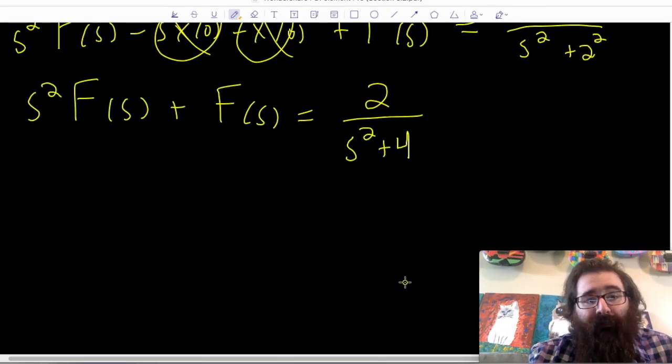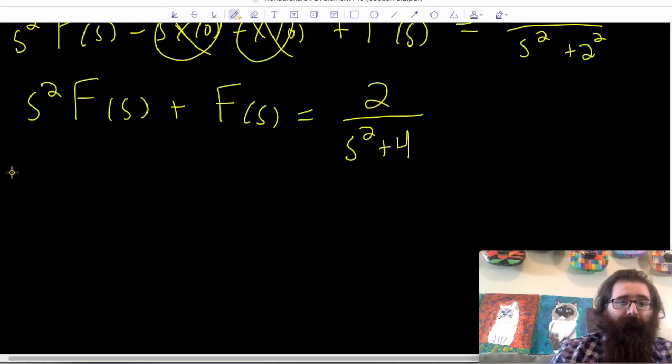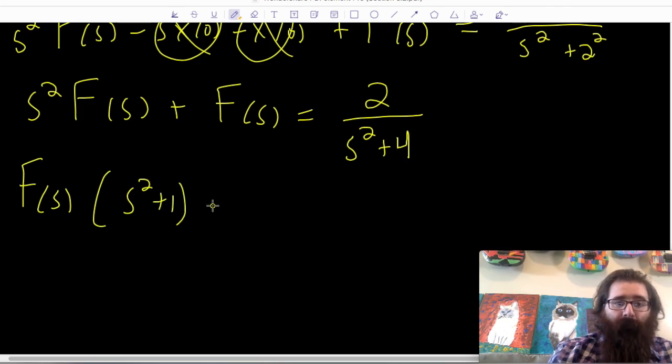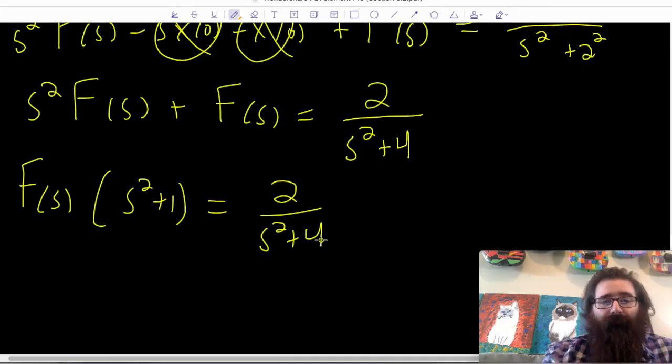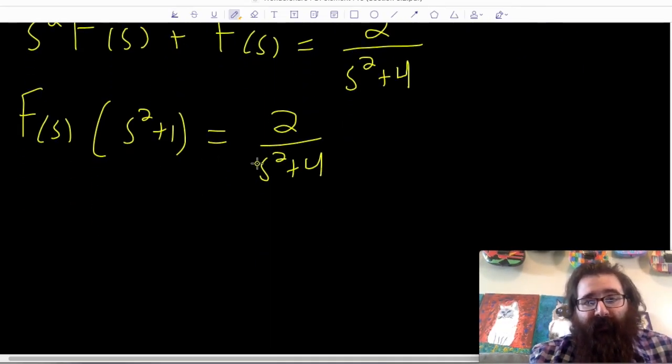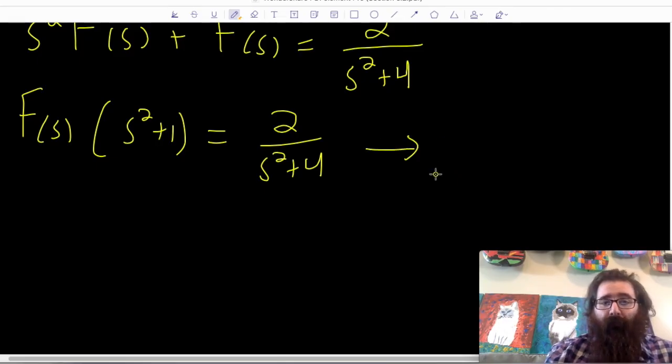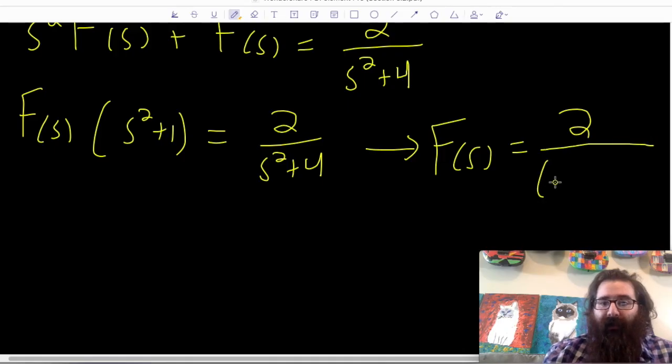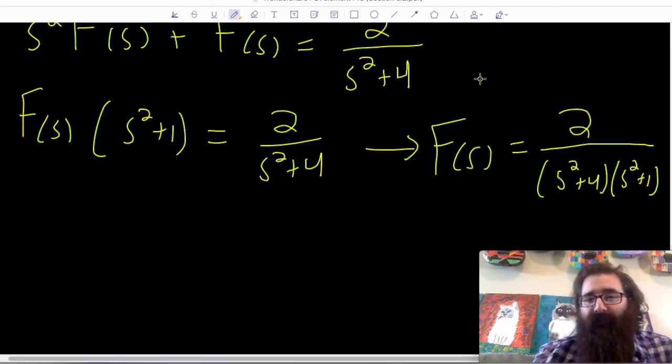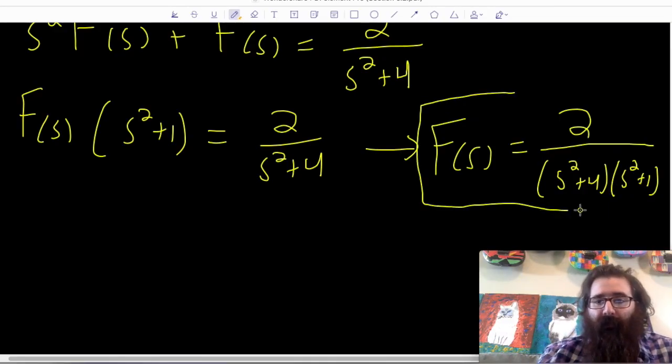Now, what are we doing? We're solving for big F at s. So let me factor big F at s out. And I'm left with s squared plus 1 equals 2 divided by s squared plus 4. And to solve for big F at s, I just want to divide. So let me write that over here. Big F at s. Now I have 2 divided by, and s squared plus 4 is already in the denominator. But I'm going to divide by s squared plus 1, so that's going to be in the denominator as well. And this is my function big F at s.